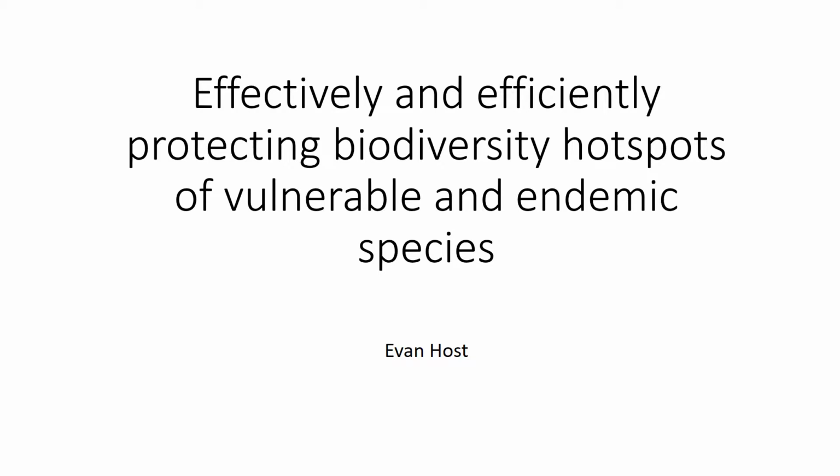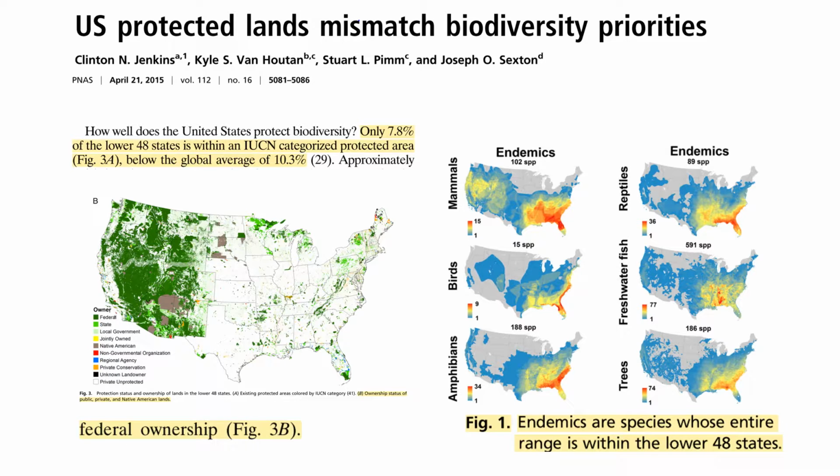This presentation will explore how to effectively and efficiently protect biodiversity hotspots of vulnerable and endemic species. The issue is how to conserve biodiversity in the U.S. To start, there is a mismatch between lands that are protected and areas of vulnerable hotspots, which do not overlap. The most vulnerable species are endemics, or those with a small range size, and these are species that will benefit the most from protection. So how well do we currently protect endemic species?